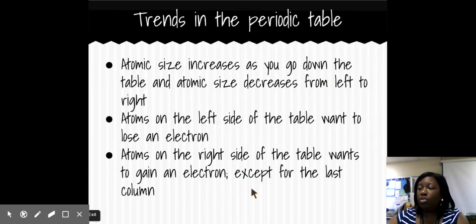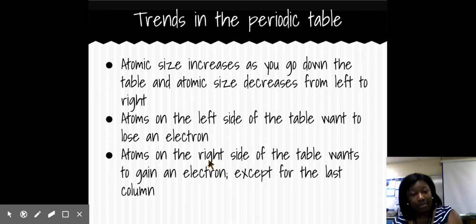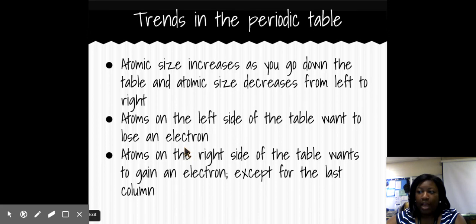All right, so some general trends in the periodic table. As we look at the periodic table, I would like you all to understand that the atomic size increases as you go down the table, and the atomic size decreases from left to right. Okay, atoms on the left side of the table want to lose an electron, and atoms on the right side of the table want to gain an electron, except for that last column. Okay, 18 is not going to want to do anything, and we'll go into that a little bit later. Okay.